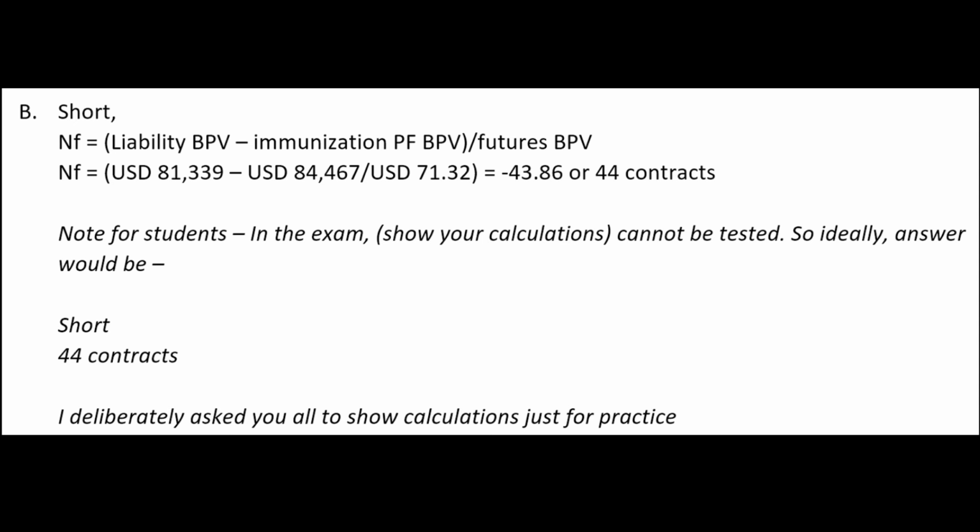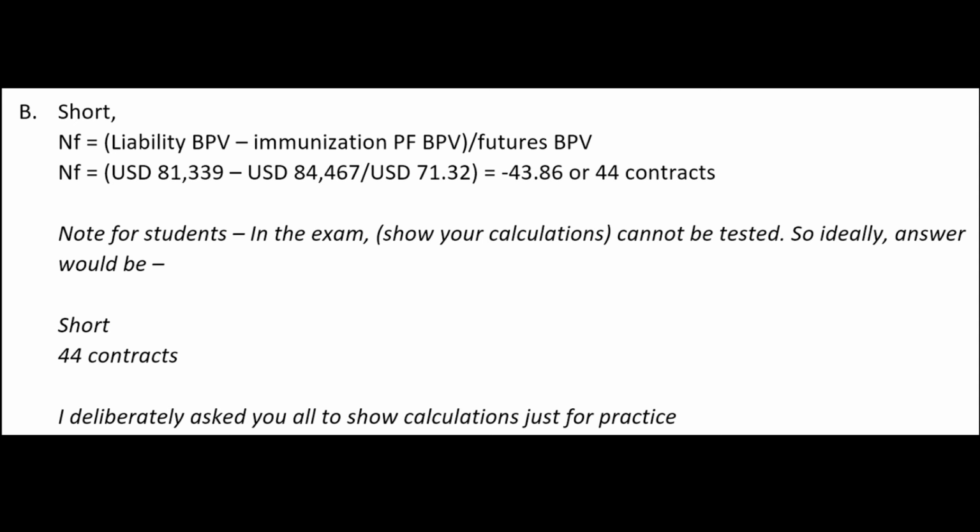And they have not asked why should we go long or short. They have asked determine whether we should go long or short. So in the answer, when you write short, you don't give a reason. There's no need to give a reason. Okay, determine whether we should go long or short. Just write short. And then the number of futures contracts, since they are asking us to show the calculation, so liability BPV minus immunizing portfolio BPV divided by futures BPV.